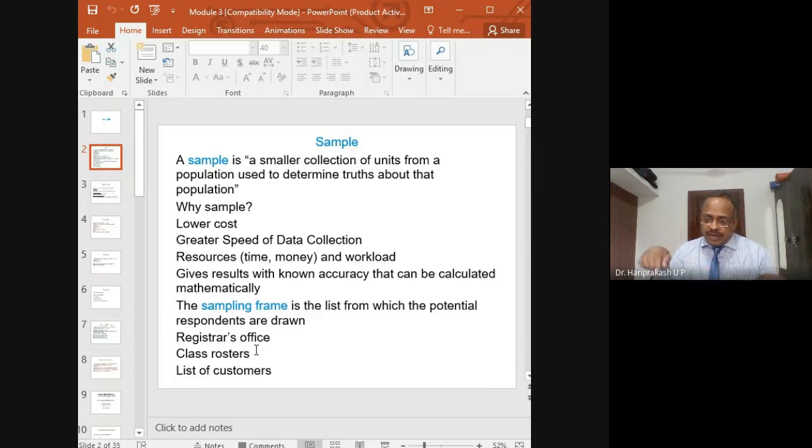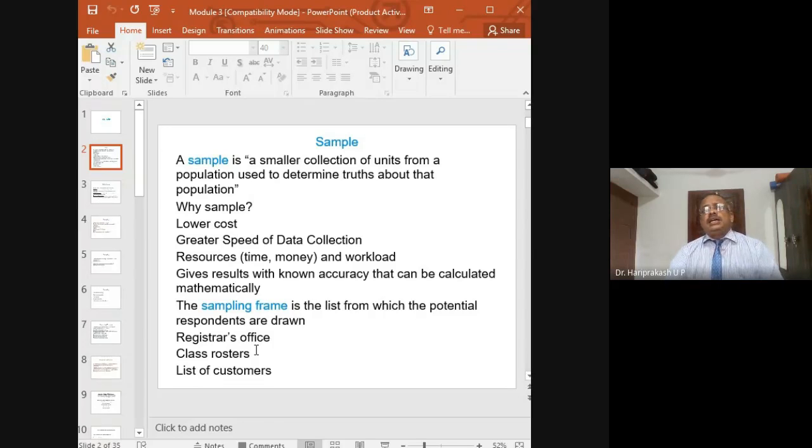The sampling frame is a list of all the customers. So where do we get a list of all the customers? In this particular case, it will be with a dealer. So the main Maruti dealers in a particular region. So if your study is restricted to that particular region, then those dealers will have the list of the customers.